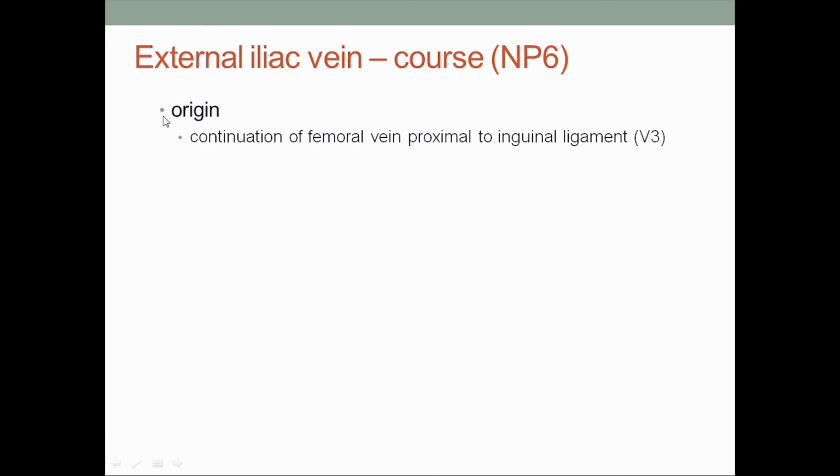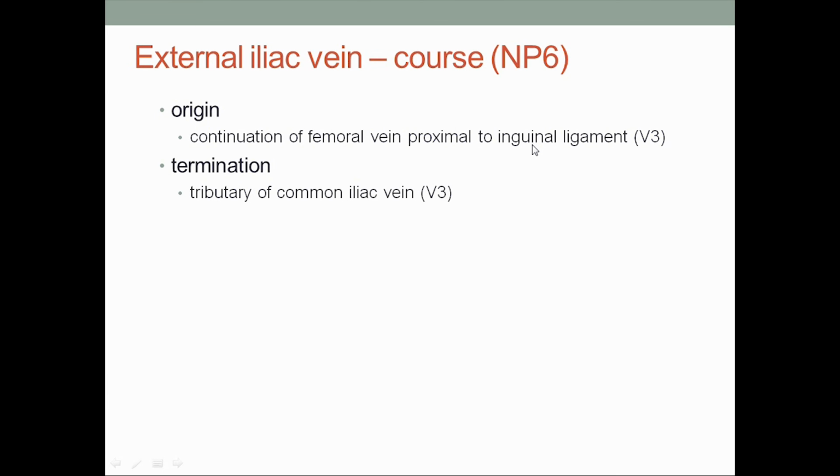Firstly, the origin is applying the principle that we've just seen previously. That is, a vessel will change name either where it's a tributary or it changes from one region to another. In this case, distal to the inguinal ligament, we had the femoral vein, but it changes name, that is, it's the origin of the external iliac vein once it continues from the femoral vein at that point proximal to the inguinal ligament. So this is an example of where a vessel changed name by travelling from one region to another.